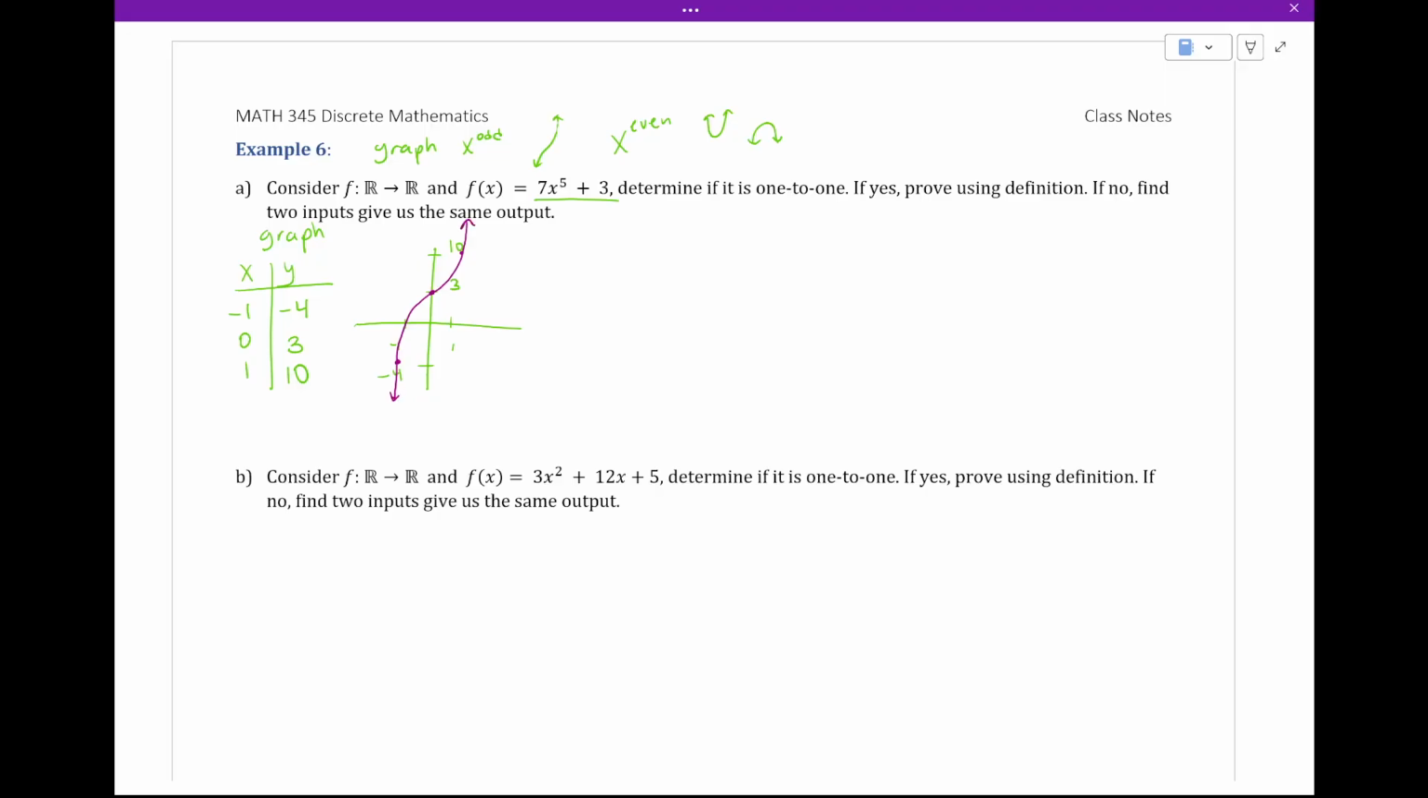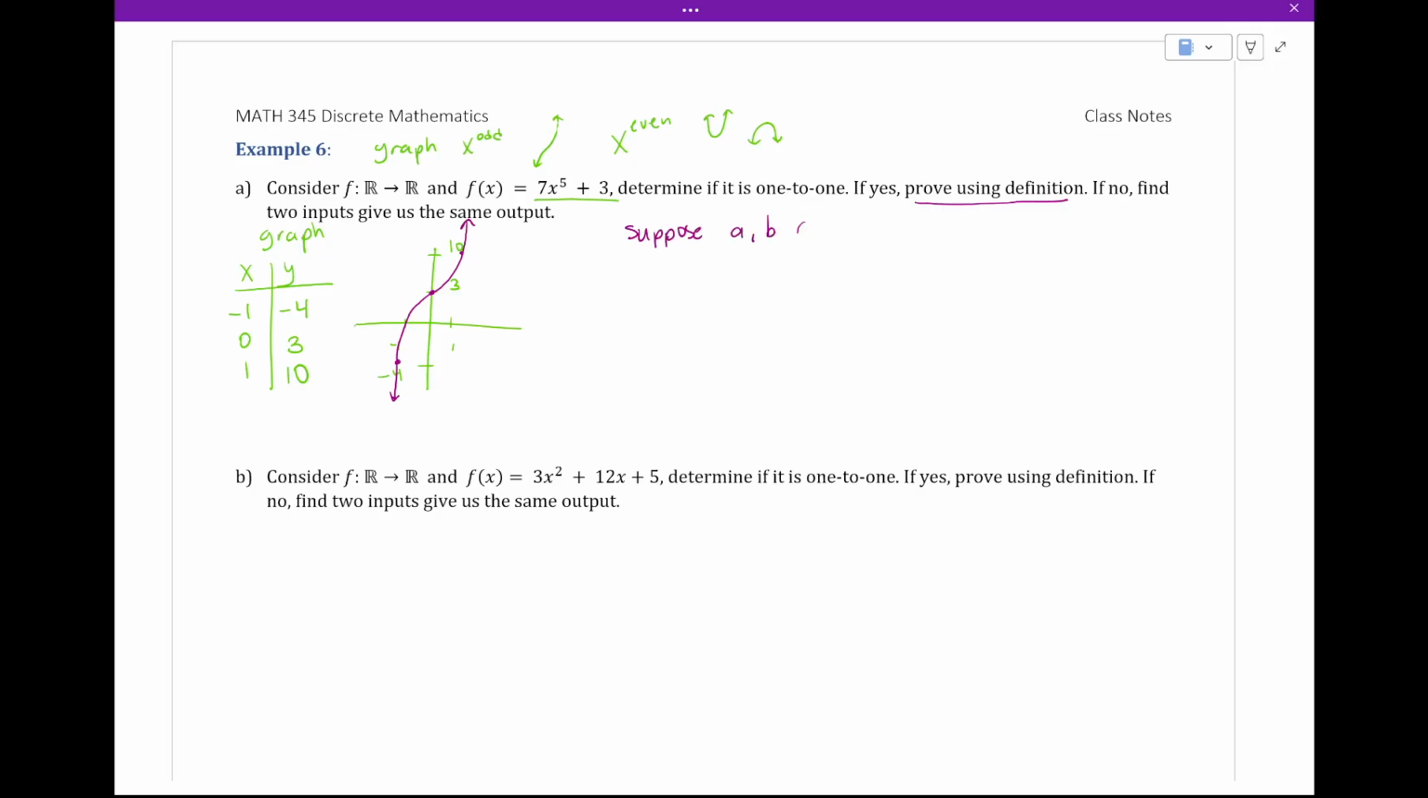So as I look at my graph, it looks like it is going to be 1-to-1. Oftentimes, I can't say always, but oftentimes graphs that have this odd exponent are 1-to-1. So I think I want to try the strategy of proving using the definition. The definition, I'm going to start with that.